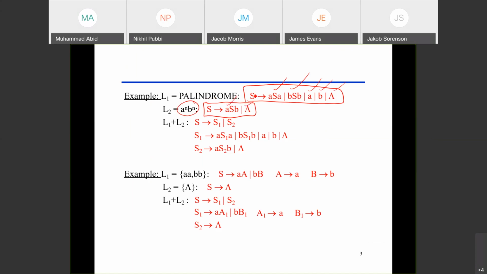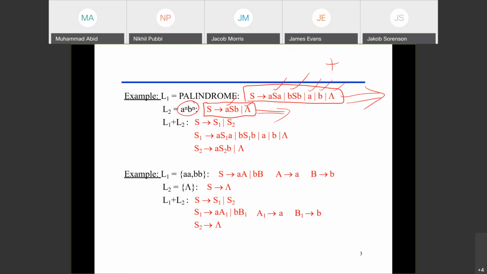Now I want to combine these two languages together by union. We want to create a new grammar which can accept all valid words of this language, and all valid words of this language. So instead of having two grammars, you want to handle both languages with one grammar. So how do we do that?